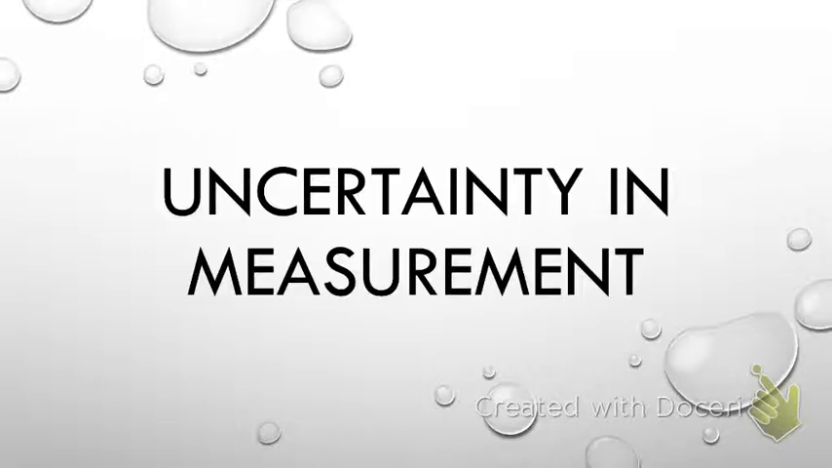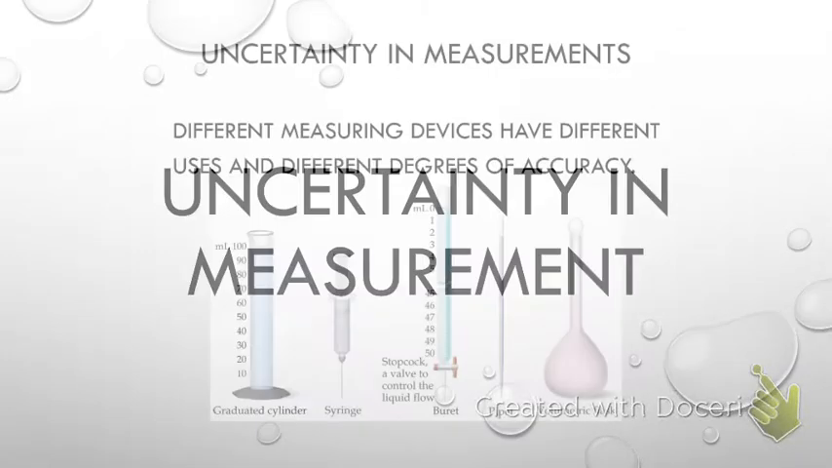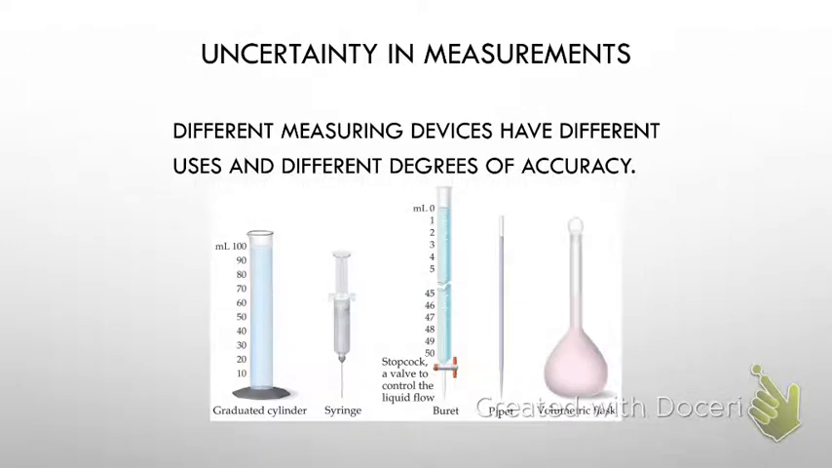Okay, first of all, let's just go with the uncertainty and measurement. You can imagine that different measuring devices have different uses and different degrees of accuracy. So for example, if you have a really large graduated cylinder, let's say a 1 liter graduated cylinder, it may only be accurate to within 5 milliliters, whereas a 10 milliliter graduated cylinder could be accurate within 0.1 milliliters.